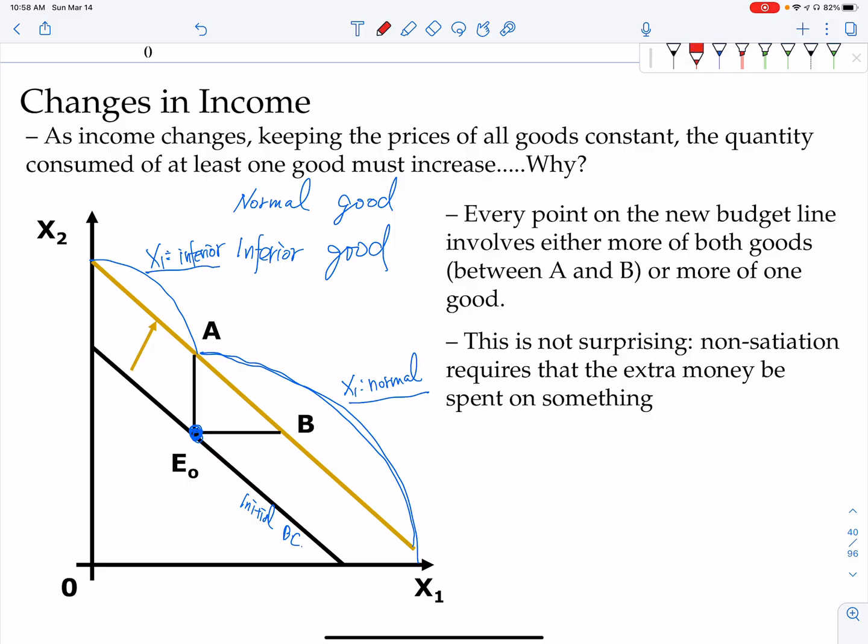For X2, it's going to be the opposite, right? Here, X2 is going to be the normal good, right? Because if you think about that, your initial consumption of X2 was here, but if the optimal decision at the new budget constraint is here, then your consumption of X2 has gone up, right? So that means X2 is a normal good. In other words, when you have more money, you increase the consumption of X2.